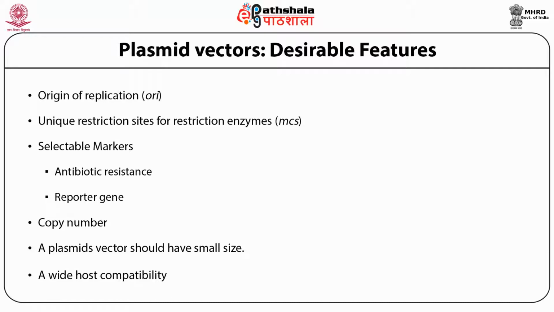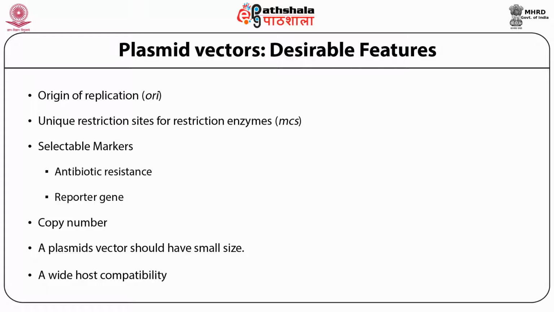It should be autonomously replicating. It means that it should have an ORI region, or origin of replication. A vector should contain at least one selectable marker, like a gene of antibiotic resistance, and it may contain a reporter marker like beta-galactosidase or green fluorescent gene, etc. Presence of a unique restriction enzyme site. This region is also known as the multiple cloning site or MCS, preferably small in size and easy to handle.